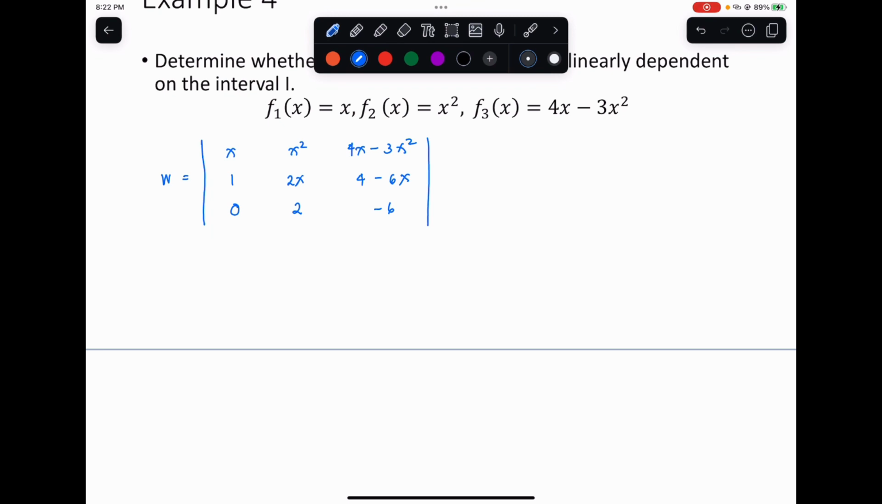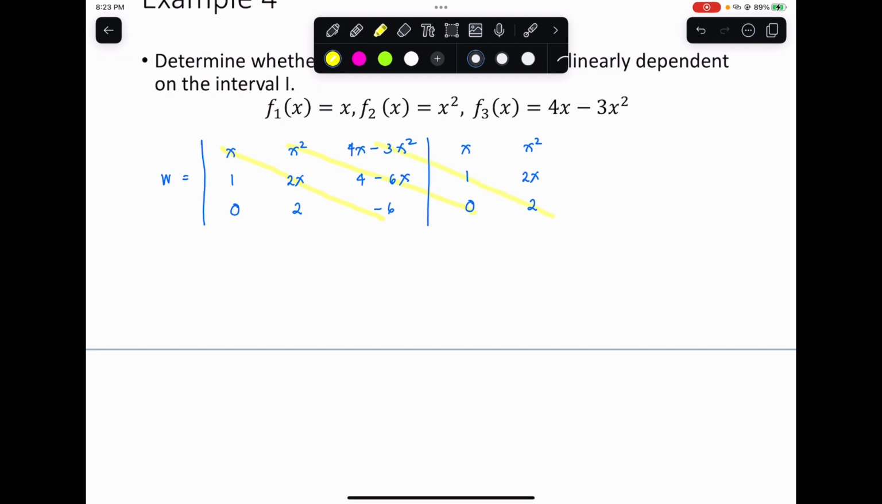To find that one, we need to copy the first two columns. In this case, I'm going to copy the first two columns here, and then extend it here. So this is what would happen. We're going to get the sum of the product of this. This would be the first term, plus the product of these terms, and then plus the product of this term.